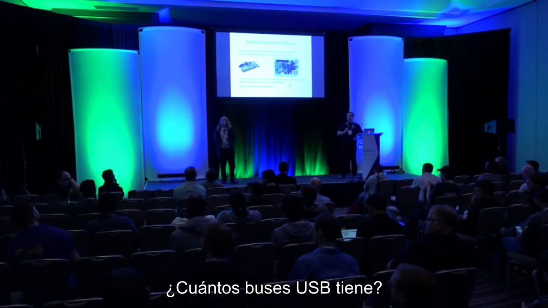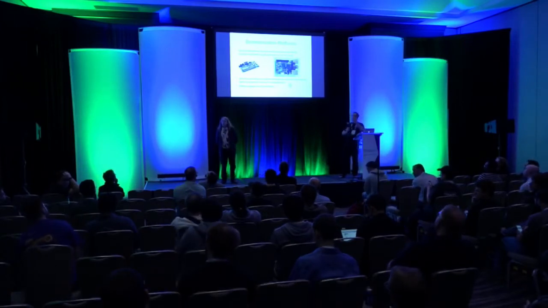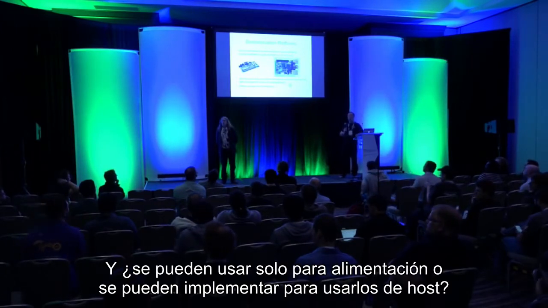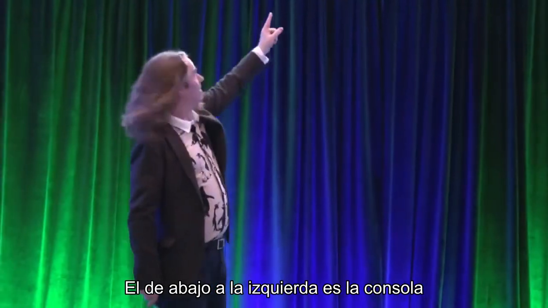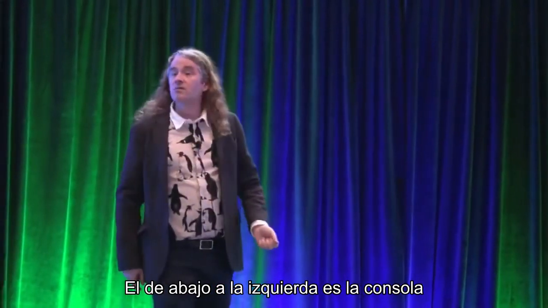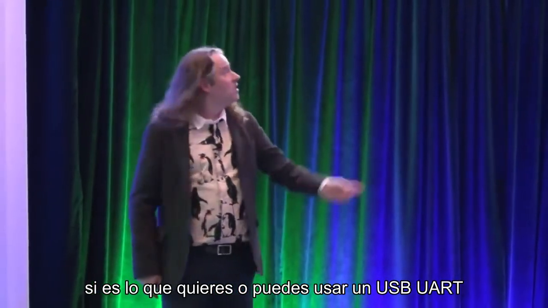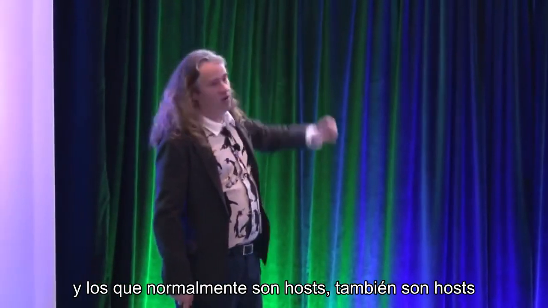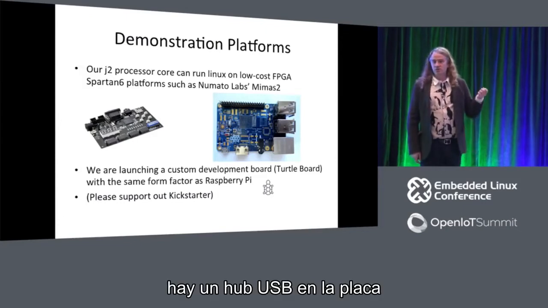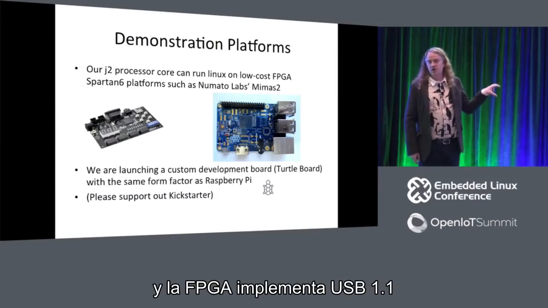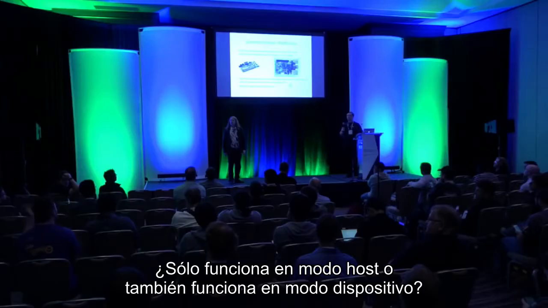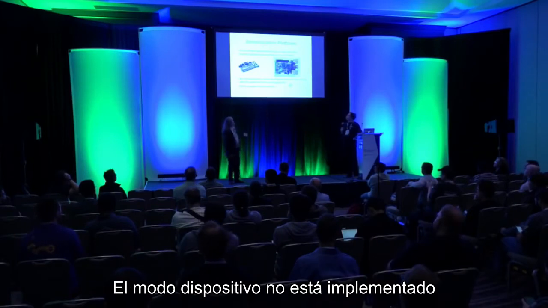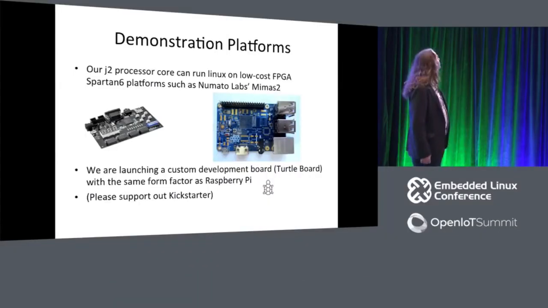I see that there is the USB port, the USB client. Four of them. It may be used to only power the board, or I may also implement the USB device. So the one down here, bottom left? The bottom left is the console, if you want it, or you can use it as USB UART. And the ones that are normally host are also host. There's a USB hub on board, and the FPGA implements USB 1.1. But it's the host mode, and I'm talking about the device mode. Device mode is not implemented. Okay, thanks.